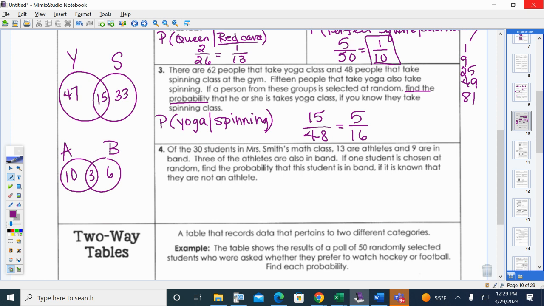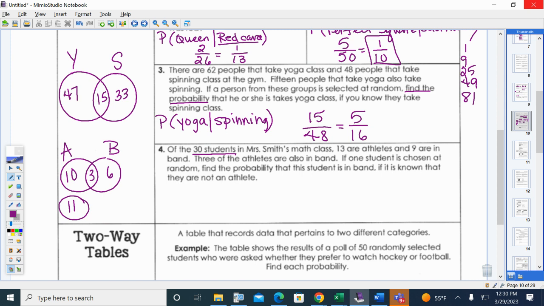Here's the problem with this question. This question is dealing with a set number of people. And if you add up the numbers in our Venn diagram, we're missing some students. So 10 plus 3 plus 6 is 19. So that means 30 minus 19, there are 11 students that are just floating out here that are not athletes and they are not in the band. So we're going to need that 11 here in just a second.